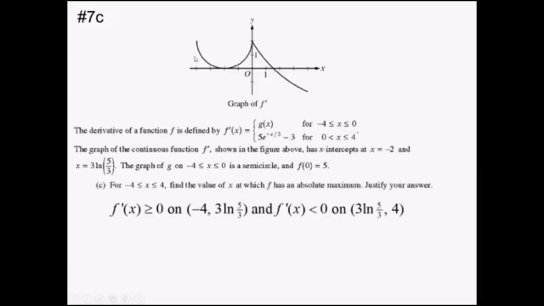Well, if you've been doing nothing but increasing until here, and then you're decreasing after that, this right here has got to be your highest spot. Because if you were increasing this whole time, nothing back here is going to be higher than this spot right here. And if you're decreasing after that, it's not going to get any better than right here. So this proves that f has an absolute max at x equals 3 ln of 5/3.